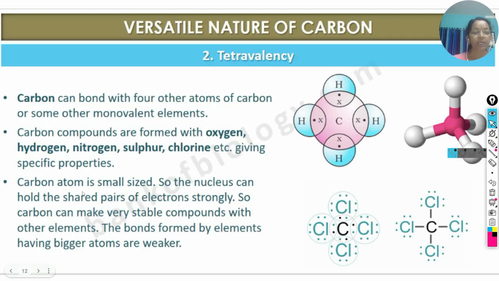See the answer for why. The carbon atom is small in size, so the nucleus can hold the shared pairs of electrons strongly. So carbon can make very stable compounds with other elements. That is what is special about carbon. It is small, so it can hold the electrons so strongly that it forms stable compounds. As the size of the element increases, because it is becoming bigger and bigger, the bond becomes weaker and weaker. Keep that in mind.